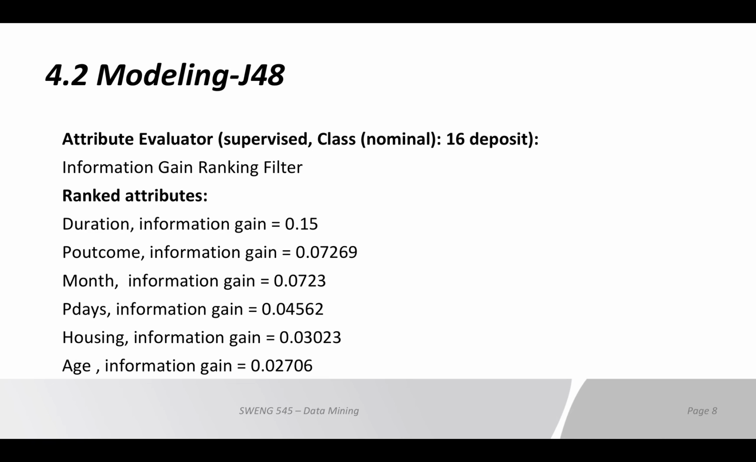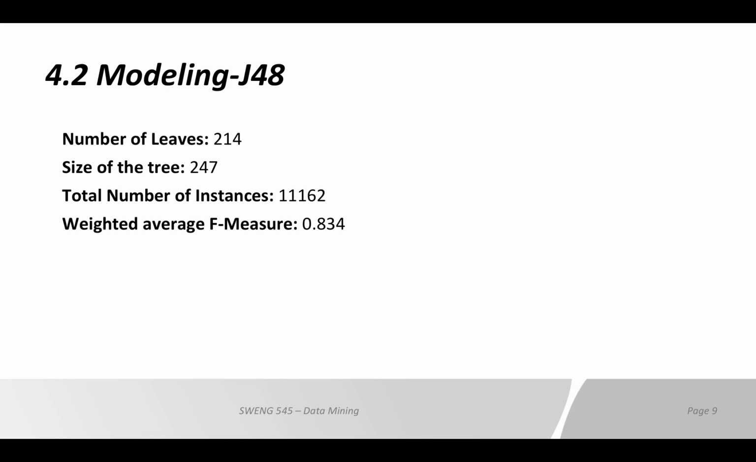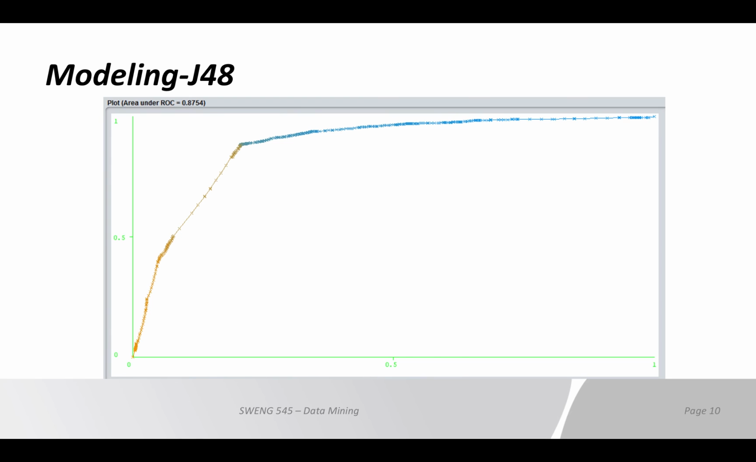After running J48, we use the F measure to evaluate the model and adjust the parameters to get the highest F measure. The highest F measure we can get here is 0.834. Considering the size of the dataset, we also adjust the size of the tree to make sure it's not too large or too small. We set reduced error pruning to false and the endpoint to true. The size of the tree we get is 247, and the number of leaves is 214. So we try our best to get the best F measure, and the highest we can get is 0.834. Here is a graph of the J48 model.